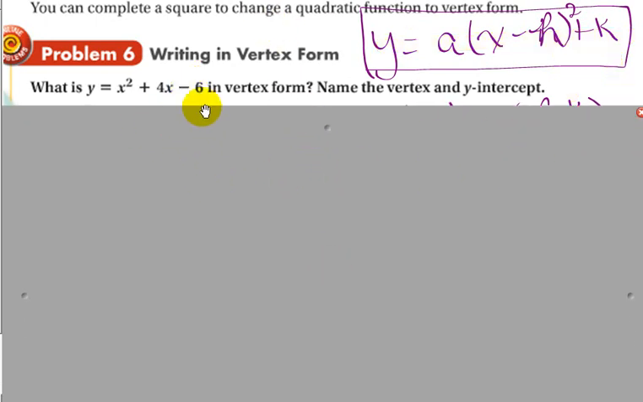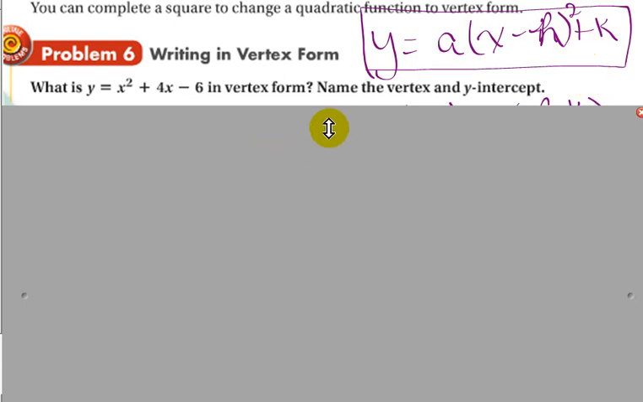Now they're asking us to write this in vertex form. You can complete a square to change a quadratic function to vertex form. So I wrote the vertex form up here, y equals a times x minus h squared plus k. Now we've come full circle with our chapter, because we started off with the vertex form and doing translations, and now we're coming right back to it using everything we've learned about factoring and completing the square. So now we're sort of combining all these lessons into one.